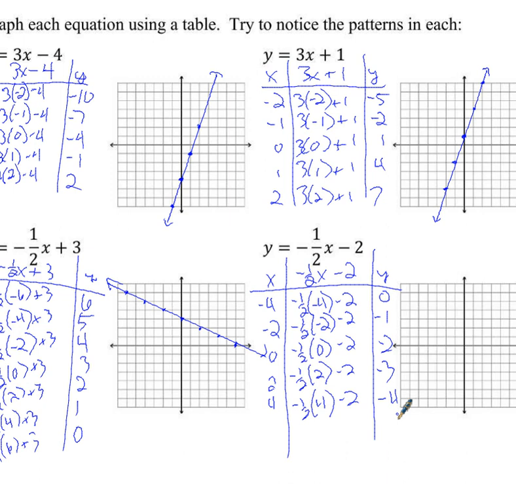Okay, so I graph that. Negative 4, 0 is there. Negative 2, negative 1 is there. 0, negative 2 is there. 2, negative 3 is there. And then 4, negative 4 is there. Seems to have made a line, so I'll graph that. One more very careful line drawn through all of my dots with arrows at both ends.